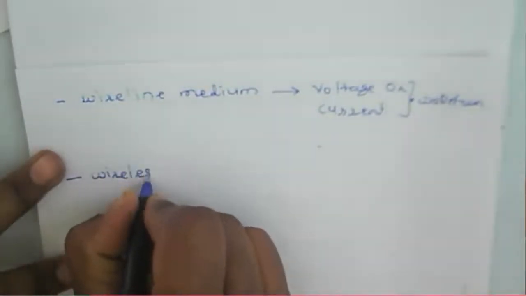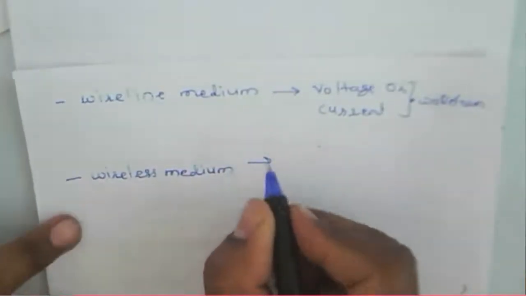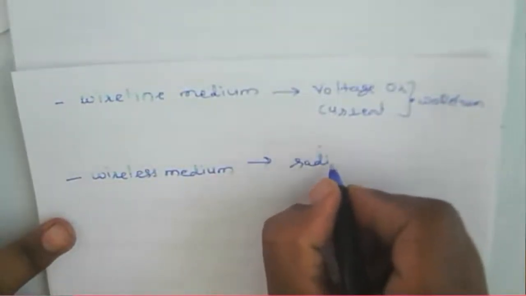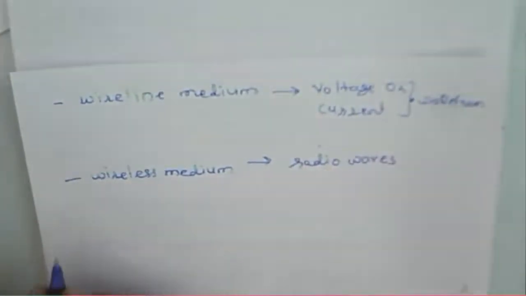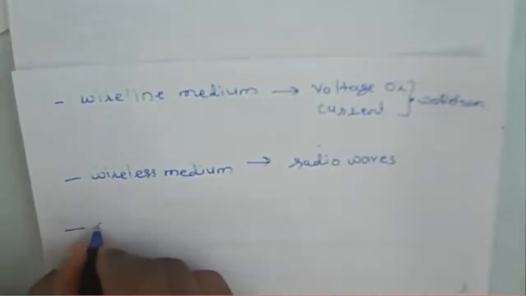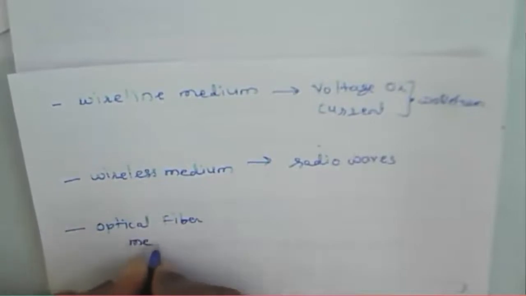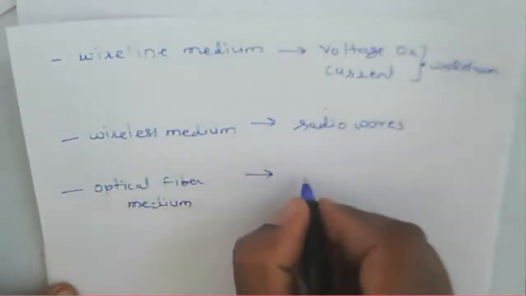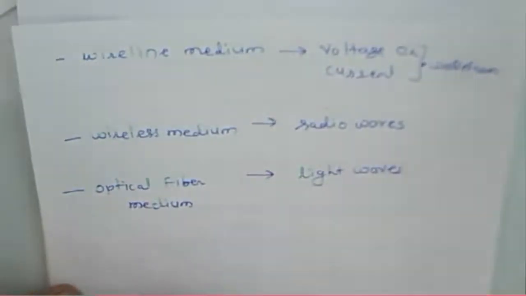Voltage or current waveform. If you consider a wireless medium, then your signal will be in the form of a radio wave. And if you consider an optical fiber medium, then your signal is in the form of a light wave.